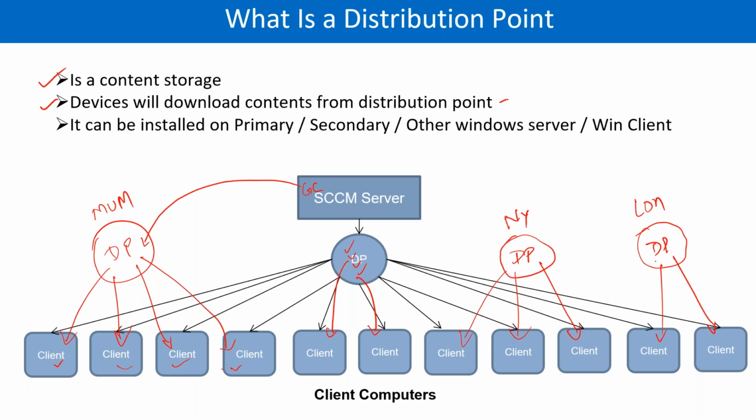If I have to get a laptop, I will go to the nearest store, right? Or if I need to withdraw cash, I will go to the nearest ATM, right, where I can withdraw cash. So every region will have a dedicated distribution point. Mumbai, London, wherever we have a branch office, we will have a distribution point. So the client can download from that distribution point.